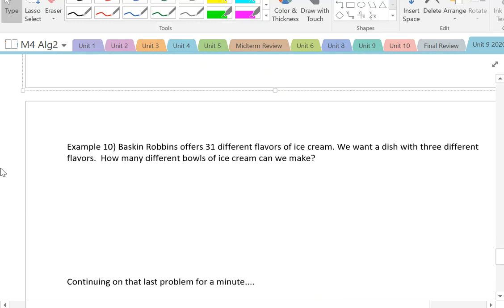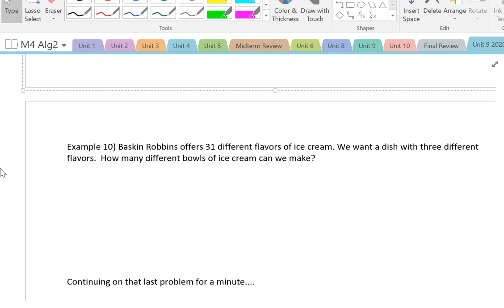Baskin-Robbins offers 31 different flavors of ice cream. We want a dish with 3 different flavors. How many different bowls of ice cream can we make? A couple of nuances here. We are not going to worry about combinations that wouldn't go well together. Cotton candy and Rocky Road don't mix well. True, moving on. It's still a possibility you could order, even if it's not an appetizing combination.